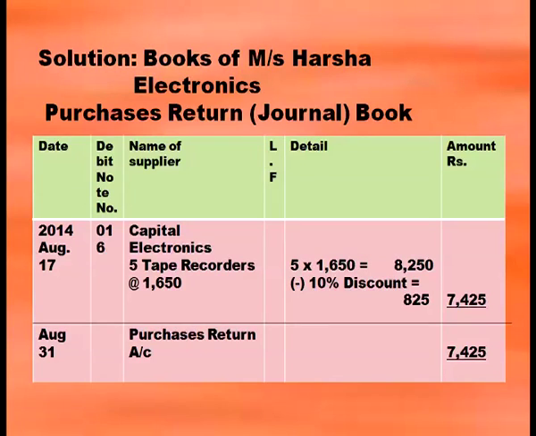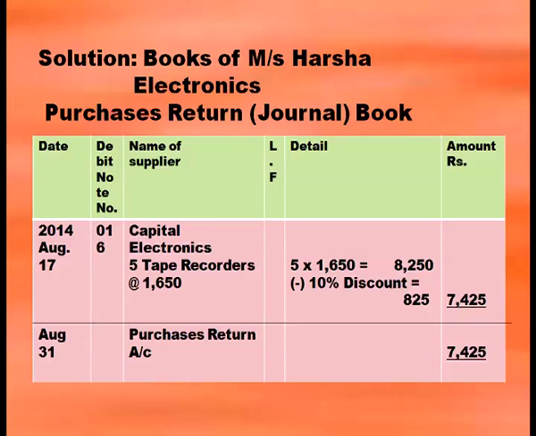How do you have to write the purchase returns book or purchase returns journal? Books of Messrs. Harsha Electronics, that should be your heading. And purchases returns journal, that also should come, or purchases returns book you have to write. Then with date, debit note number, name of supplier, ledger folio column, details and amount.